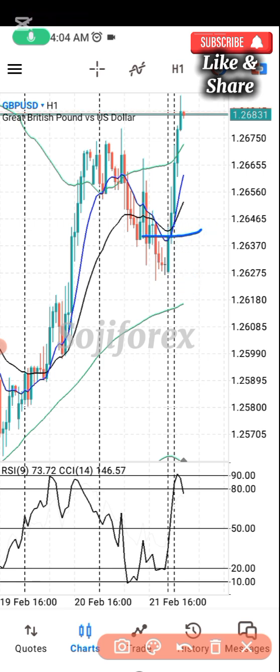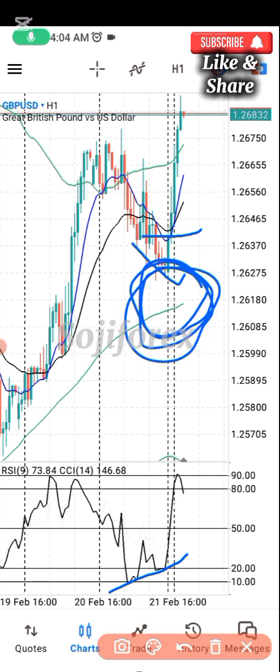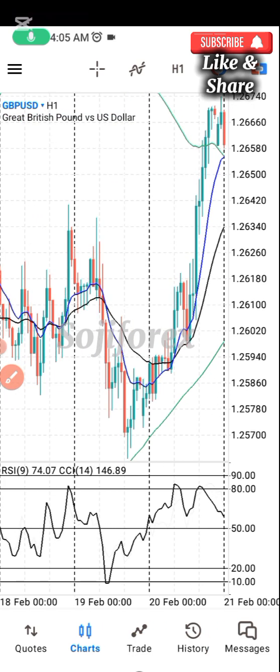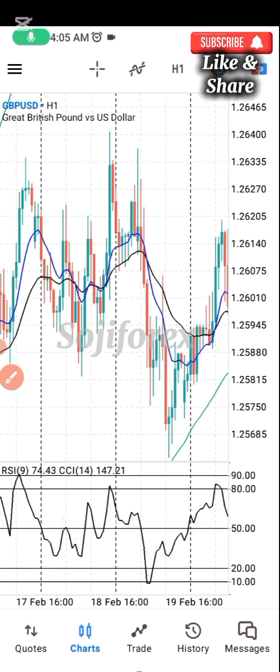Engulfing candle, a divergence around the zone. Remember, there is a perimeter. We treat this as a zone. Please always take note of that. And that beautiful entry. Oh my God. Look at this. Another one.